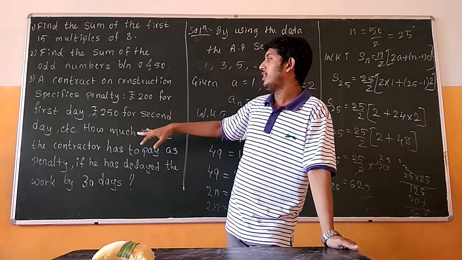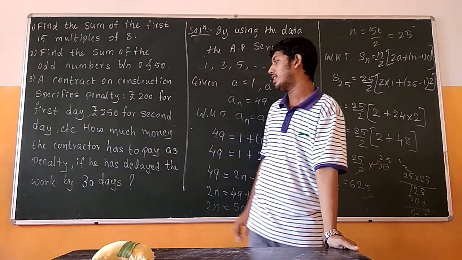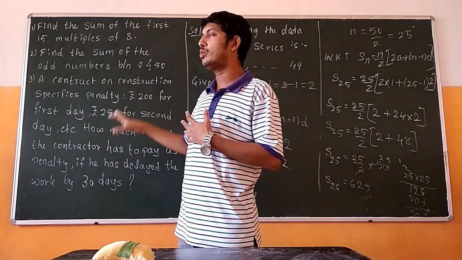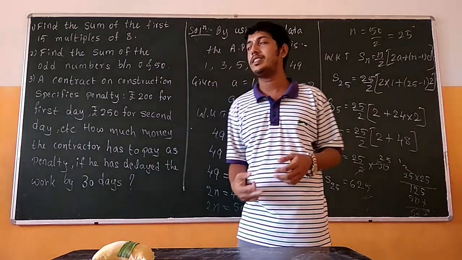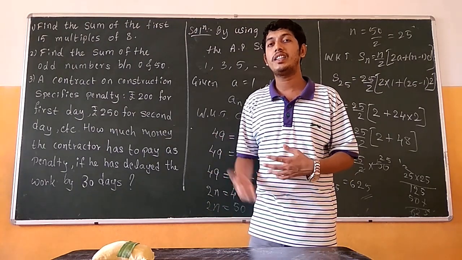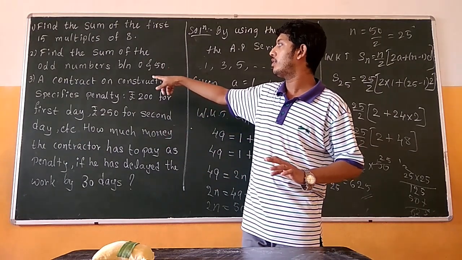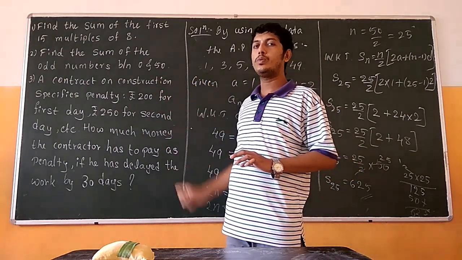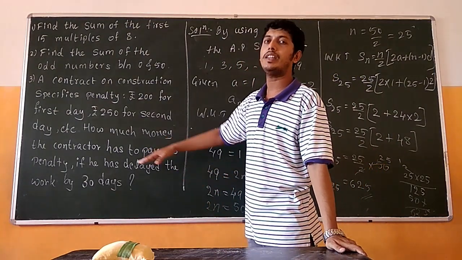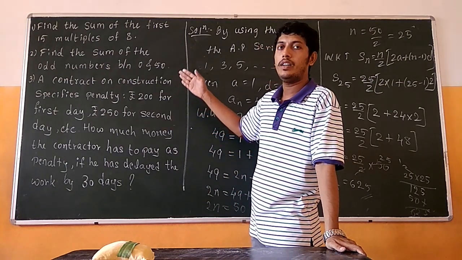How much money does the contractor have to pay as penalty if he has delayed the work by 30 days? If the contractor delays the work by 1 day, he has to pay rupees 200. If he delays by 2 days, he has to pay rupees 250. Now we have to calculate, if he delays by 30 days, what is the total amount he has to pay. The first term is 200, the common difference is 50, and the total number of days is 30. By using this data, we have to calculate the sum of the terms.